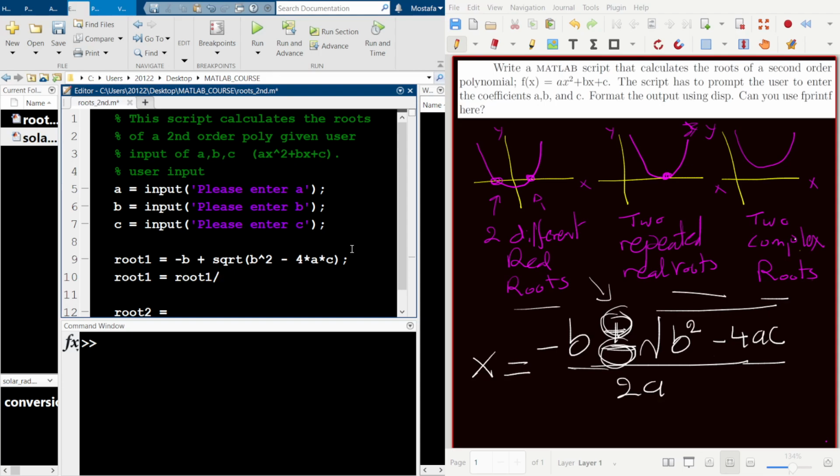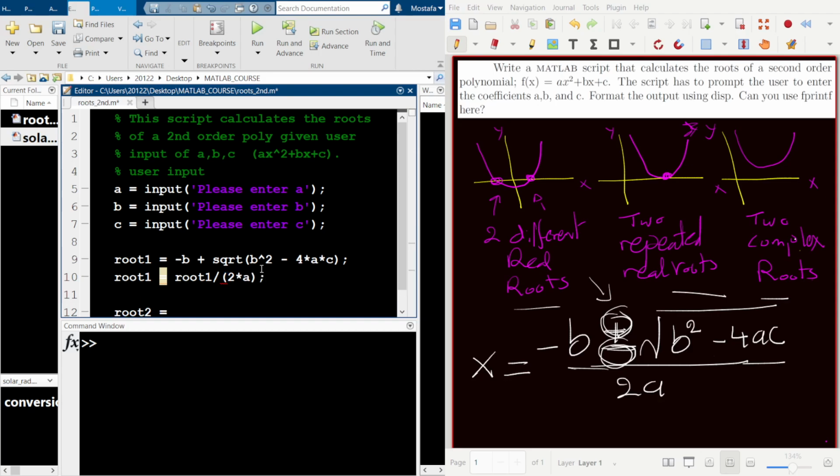Please, let's not make the mistake of writing 2 times a in this way, because according to the hierarchy of arithmetic, the a will go to the numerator. So it has to be 2 times a between parentheses, as we see here.